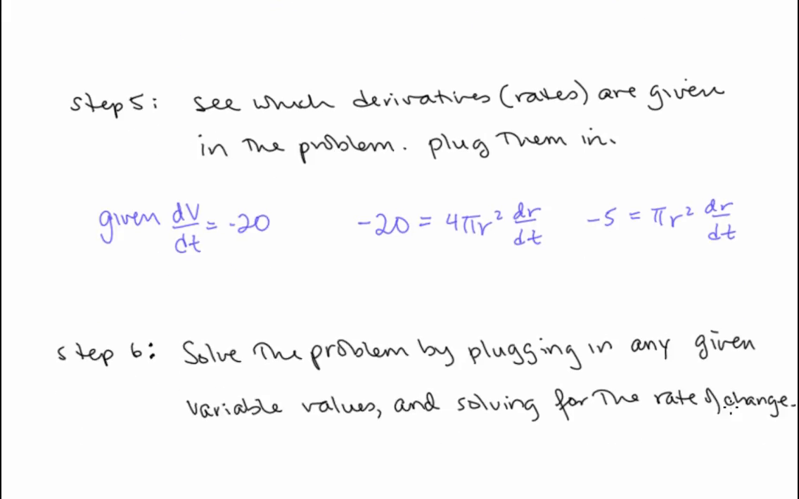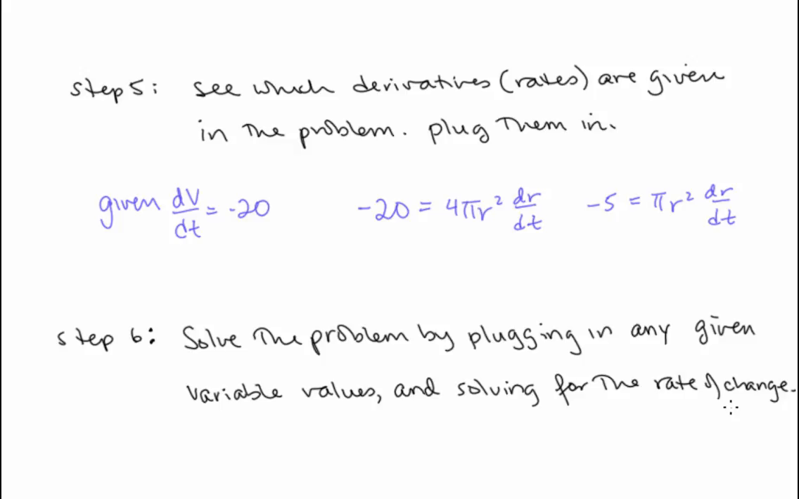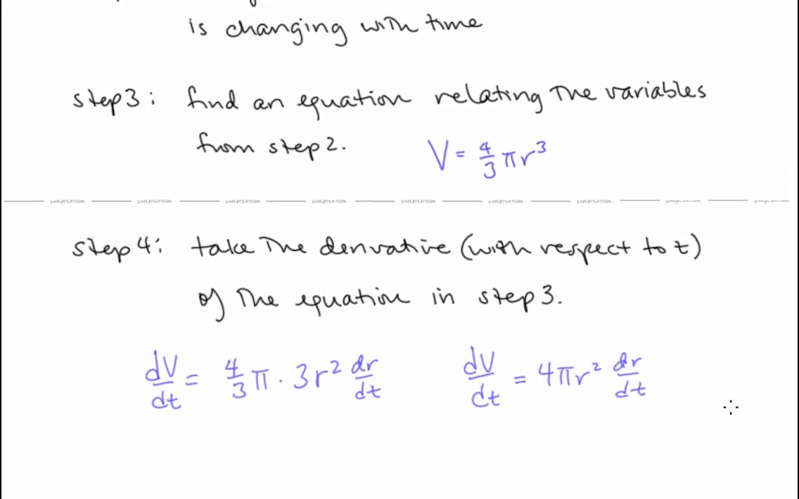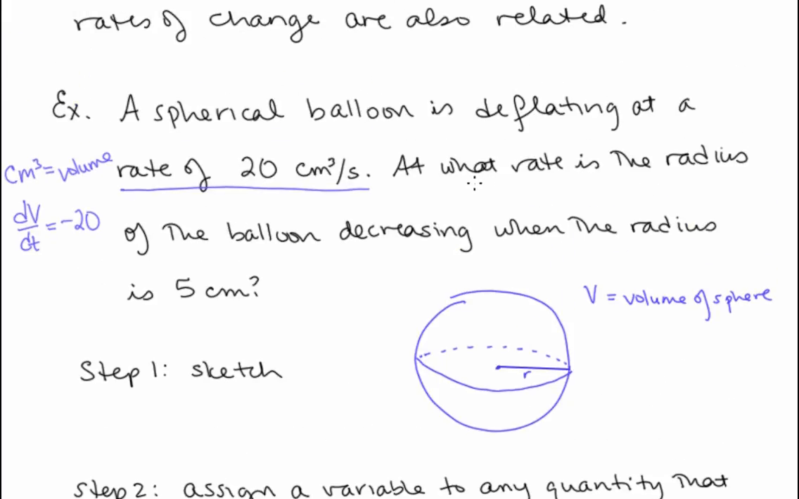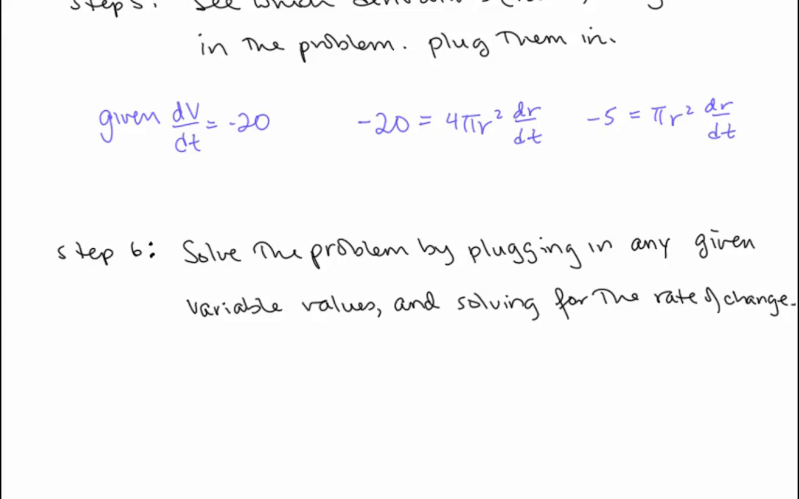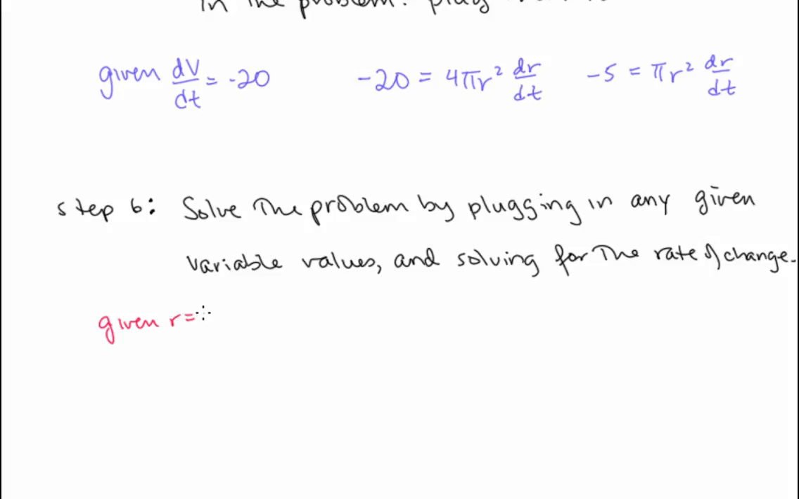Now step 6 says solve the problem by plugging in any given variable values and solving for the rate of change. So what other information do we have and what are we asked to find? It says at what rate is the radius of the balloon decreasing? They're saying find dr/dt when the radius is 5 centimeters, at r equals 5. So here in step 6, we're given r equals 5 and we're asked to find dr/dt at r equals 5.